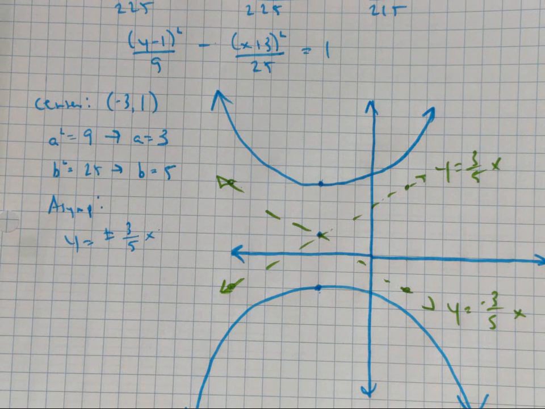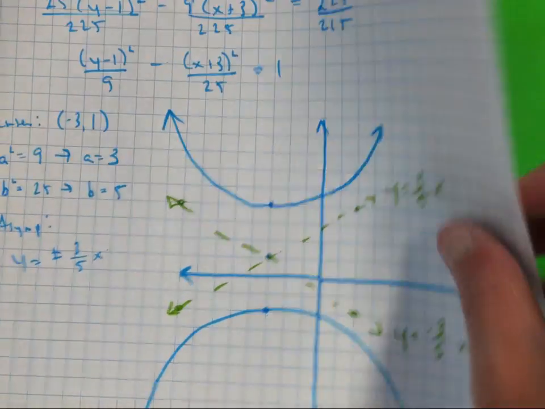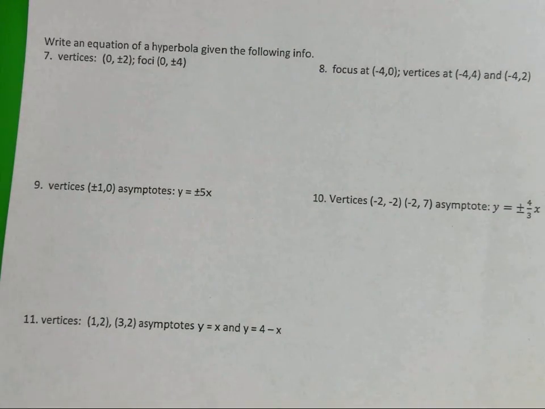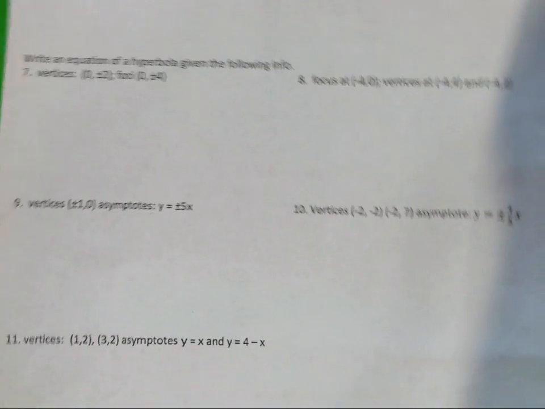All right, today our goal is I can write an equation of a hyperbola. We're going to write an equation of a hyperbola. So I want us to continue this on page 6 in your notes. Please turn to page 6. It says write an equation of a hyperbola given the following info.